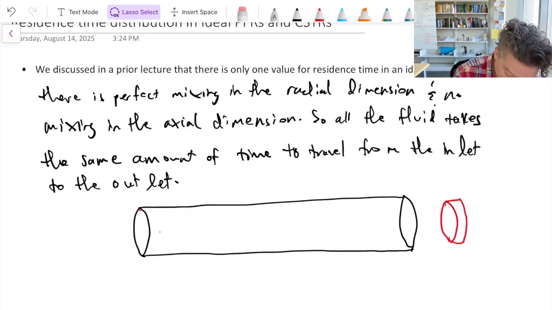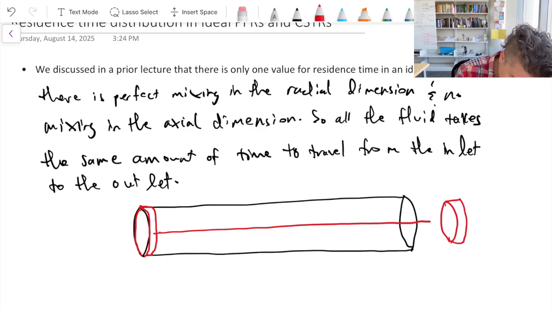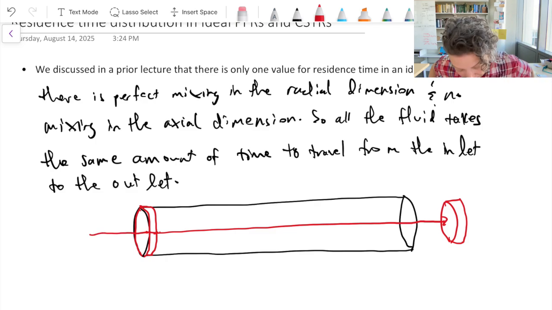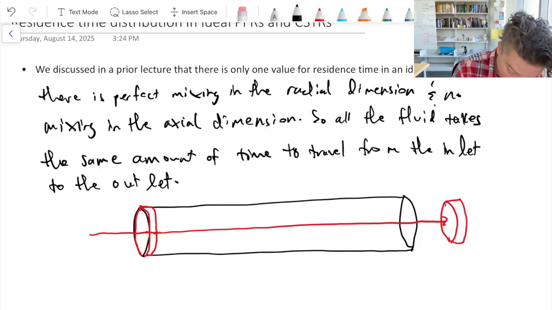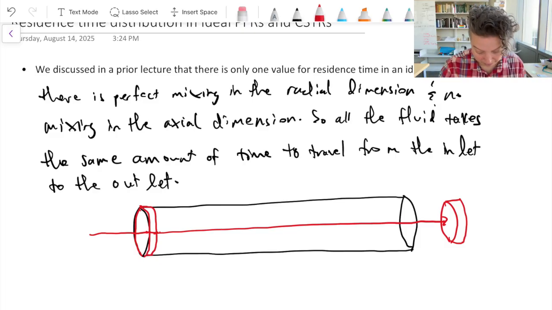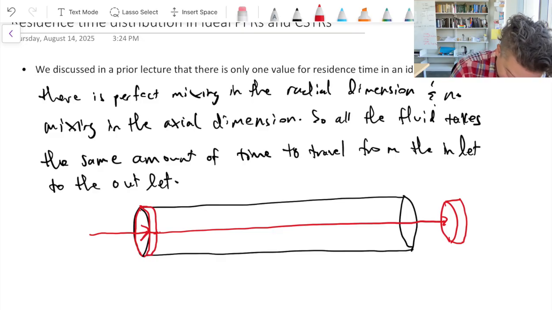So if I go back and try to repeat that same drawing, things enter here, they all flow through the reactor and exit, and everything takes the exact same amount of time. That's what's going on in an ideal PFR or PBR. That was a poorly drawn arrow. I should do it like this.